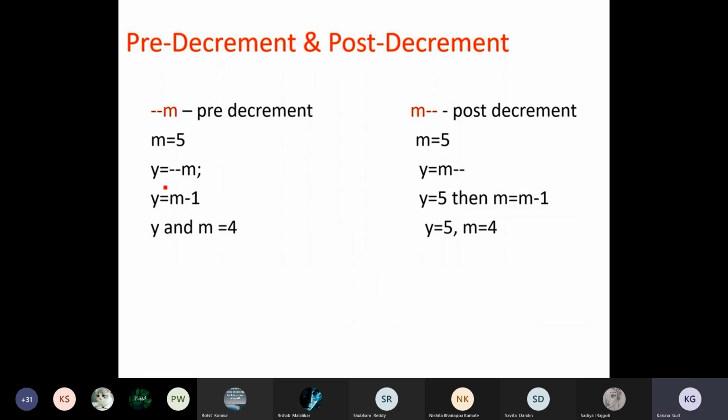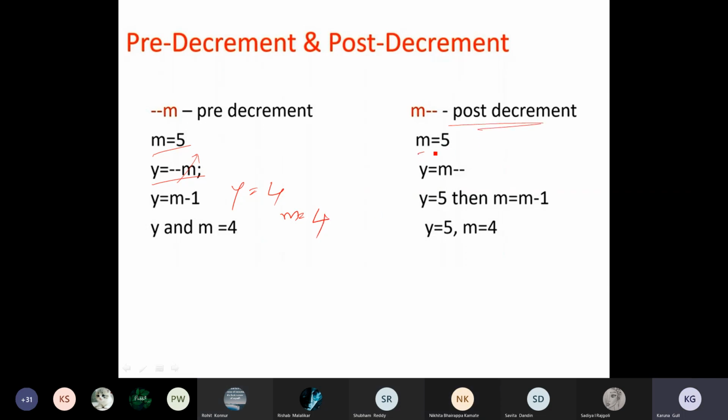Okay, this is another example for the minus, that is decrementation. Look at the m value. I have written minus minus m. What kind of decrementation is this? Pre or post? Pre. So what is the value of y then? y is equal to 4. m is equal to 4. Okay, go ahead with the post.